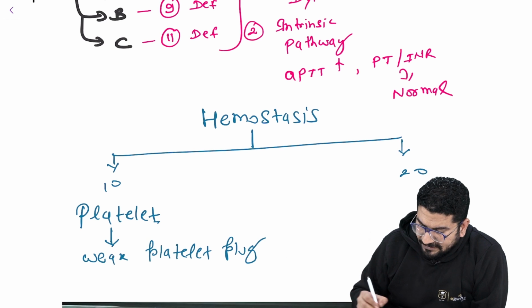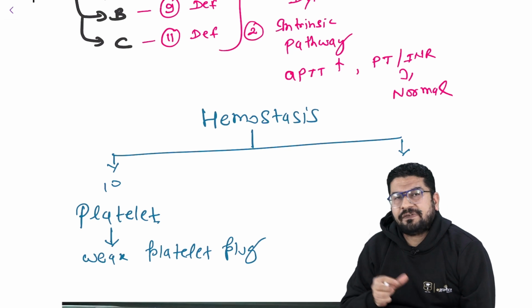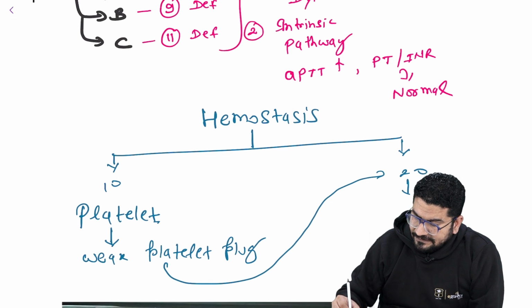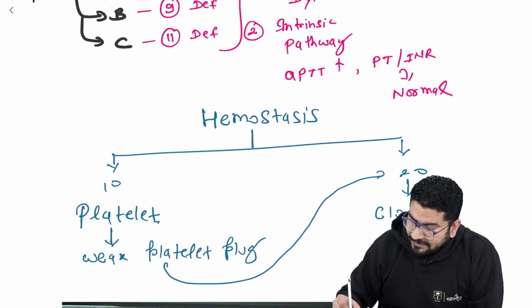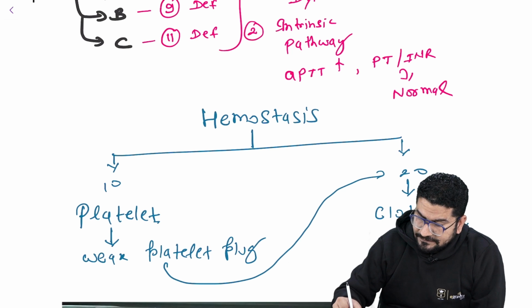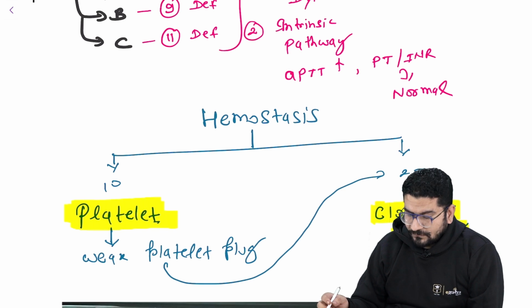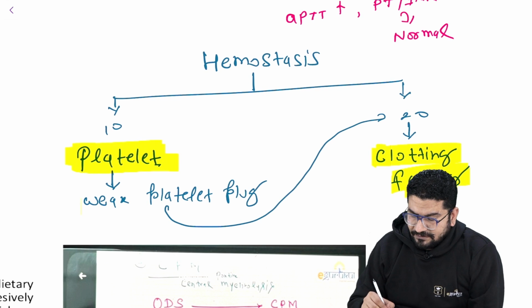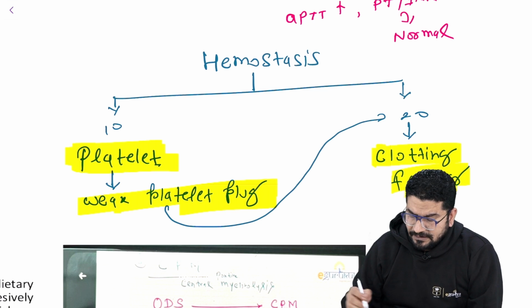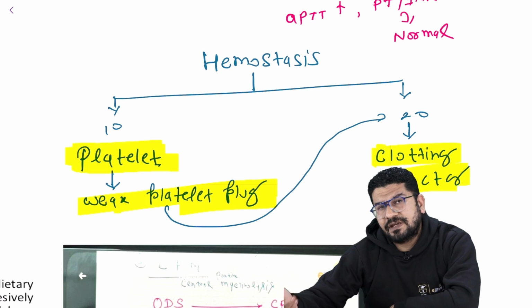And this weak platelet plug is vulnerable to rupture. This may rupture again. So to provide some stability to this, we need clotting factors, and that is called secondary hemostasis. Secondary hemostasis is done by clotting factors. So I repeat, primary hemostasis is done by platelets, secondary hemostasis is done by clotting factors. Primary hemostasis makes a weak platelet plug. To make this strong, what do we need? Secondary hemostasis. So among disorders of primary hemostasis, we have diseases like Bernard-Soulier syndrome, Glanzmann thrombasthenia, ITP, and TTP.